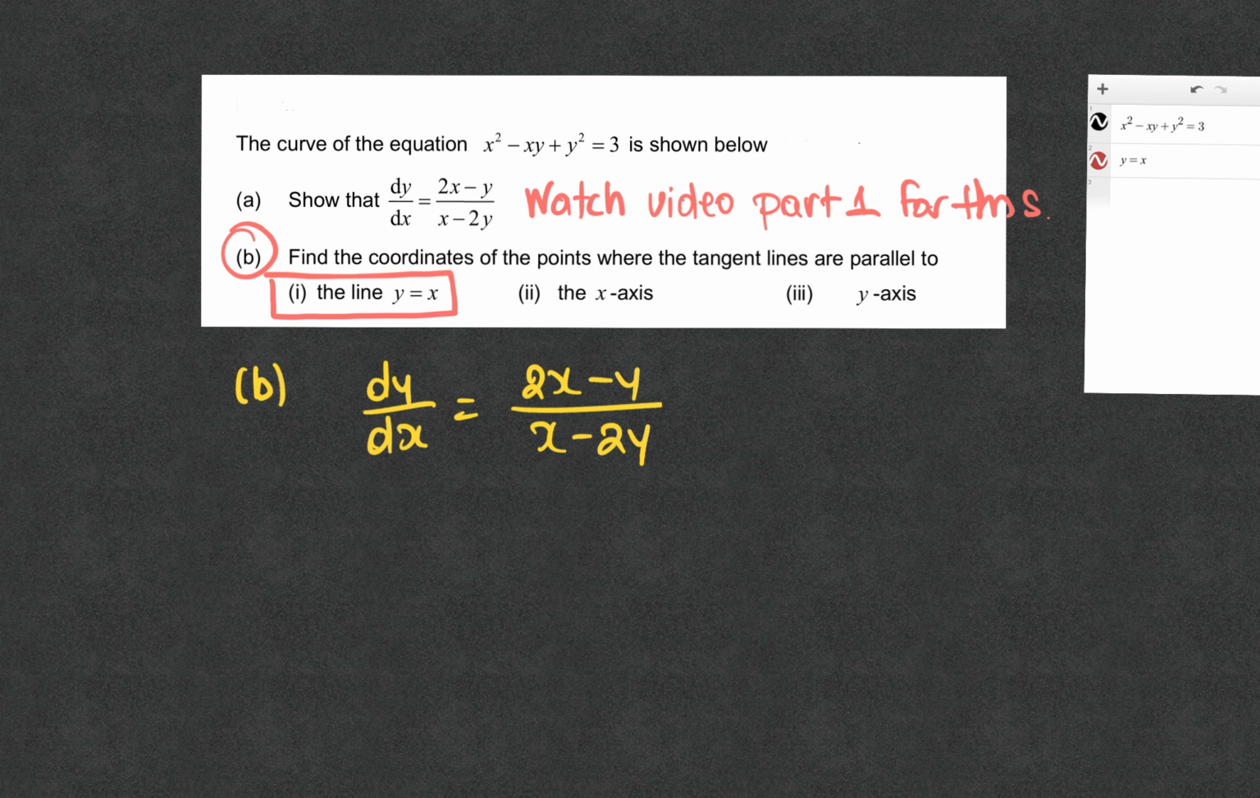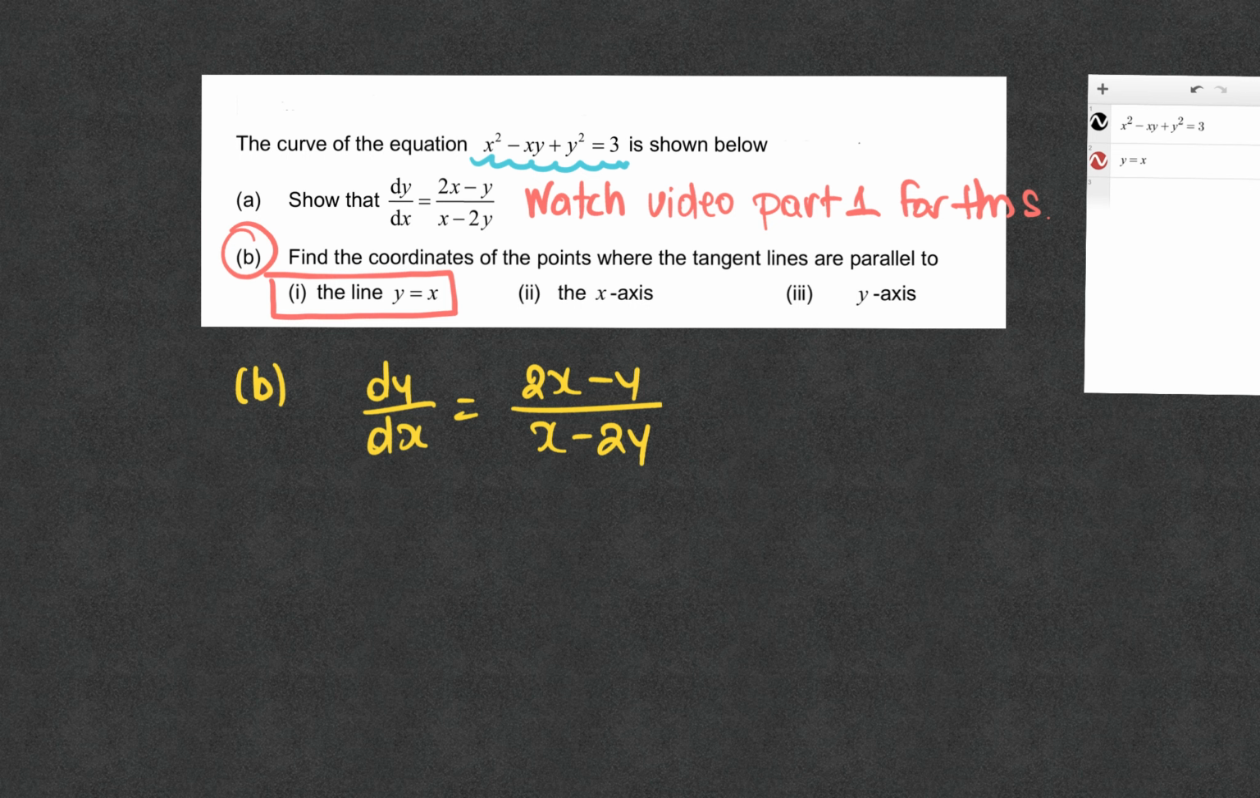So to begin with, for part B, it says find the coordinates of the points where the tangent lines are parallel to the line y equals x. And you should be thinking the same way: what actually is this relation that I have there? Is it a relation? Is it a function? What does it look like and how does this work?